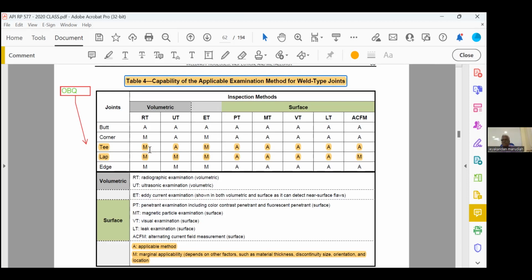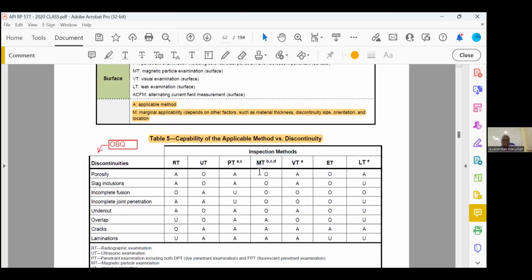Marginally applicable, but with a lot of restrictions. If you take lap joints, only PT, MT, VT, LT are applicable, others are marginally applicable. So you have to refer to it and answer. Which of the following NDT methods are applicable for T joint? They will give 3 marginally applicable, 1 applicable, so you have to choose from that.